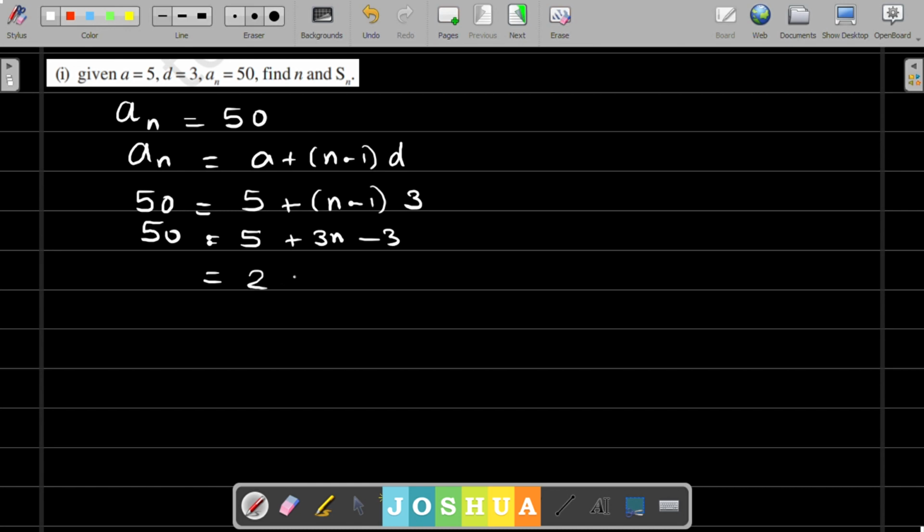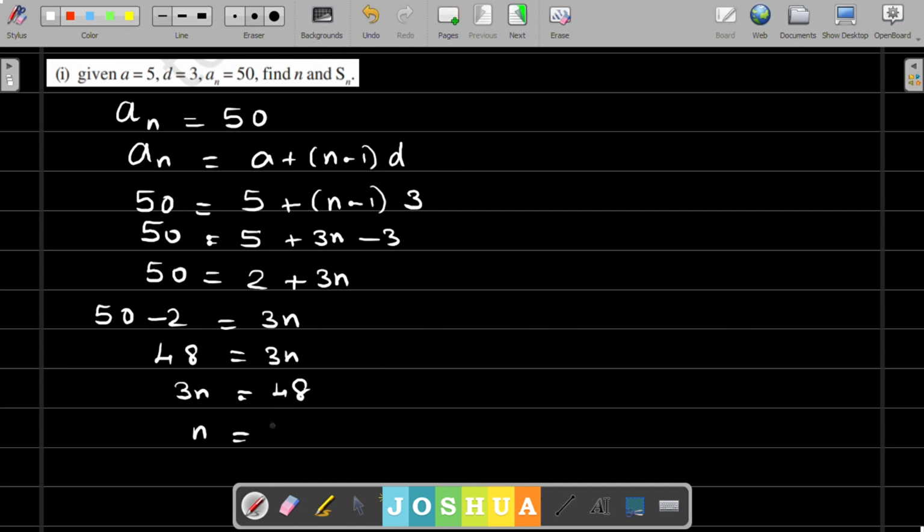5 minus 3 is 2, 2 plus 3n is equal to 50, or bring 2 to the other side, it becomes 50 minus 2 is equal to 3n, or 48 is equal to 3n, 3n is equal to 48, or n is equal to 48 upon 3. Finally, we got the answer for n is equal to 16.